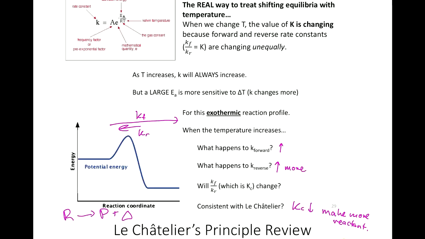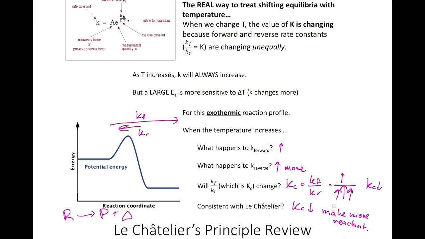right? So what we see is that, remember, Kc is equal to Kf over Kr. Kf increases, but Kr increases a lot more. So how does the value of K change the moment we heat this exothermic reaction up? It gets smaller. Okay, Kc gets smaller because now we have a bigger number in the denominator. So Kc getting smaller, is that consistent with what Le Chatelier's principle says? You heat the reaction up, you make more products.